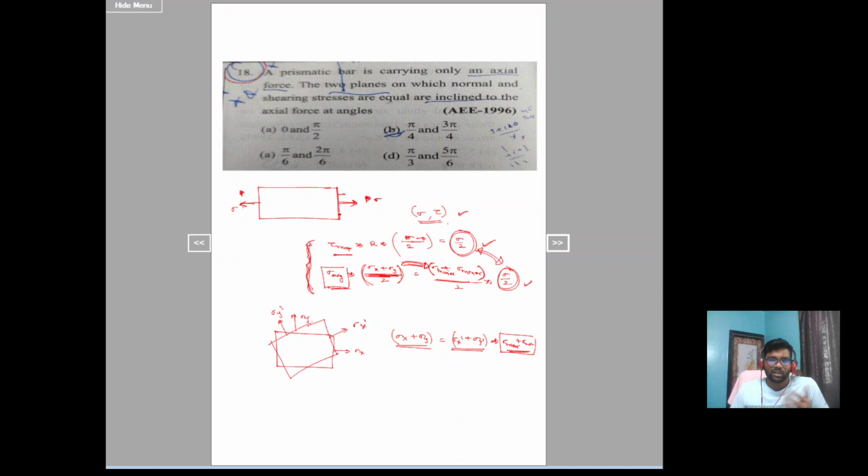On two planes, normal and shear stresses are equal. Find out those two planes. So on the maximum shear stress plane, normal stress and maximum shear stress are equal. With respect to the principal plane, what will be the angle to the maximum shear stress plane? Pi by 4 or 3 pi by 4. So now the answer is option B. Indirectly he is asking to calculate the maximum shear stress planes. On the maximum shear stress plane you are getting tau max and sigma average equal. Okay, next.